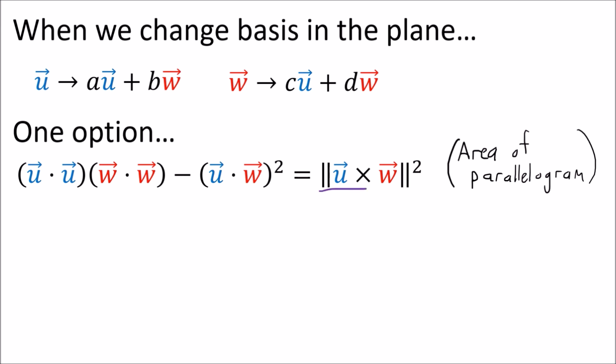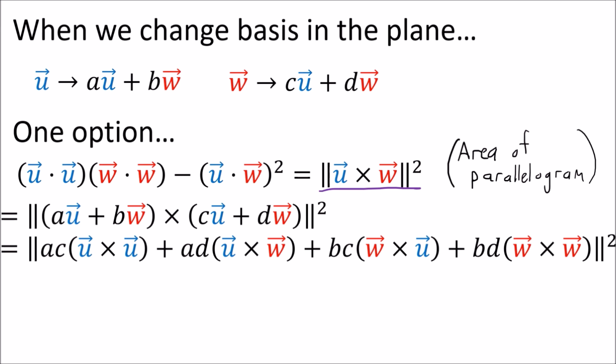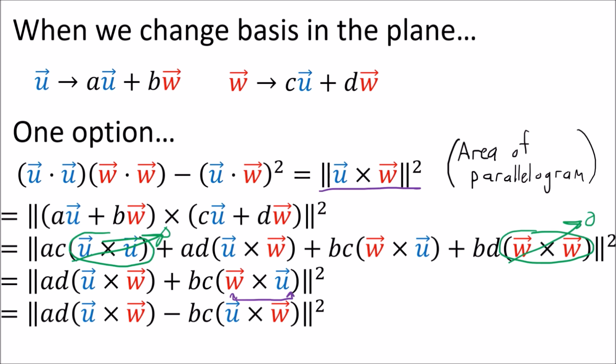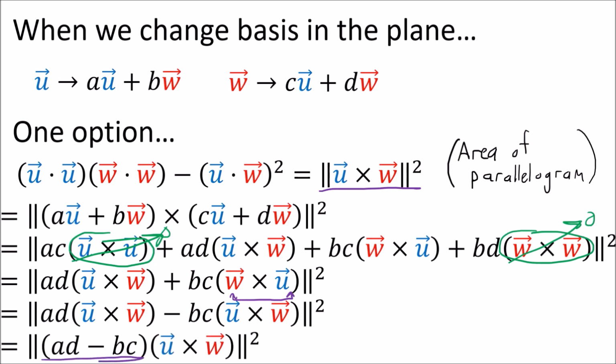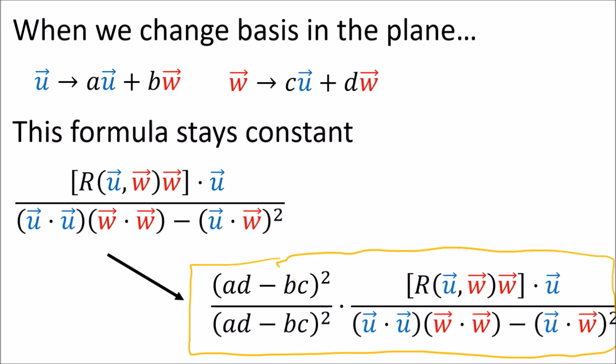So starting with this cross product, we can change the vectors and then distribute out over the cross product to get 4 terms. Then we pull the scalars out in front, and then send these terms to 0 since a vector crossed with itself gives 0. Then swap these two vectors to get a negative sign, and then we see that we get AD minus BC out in front with a square. So this explains where the denominator term comes from and proves that this formula only depends on the plane containing U and W, not on the actual vectors themselves.